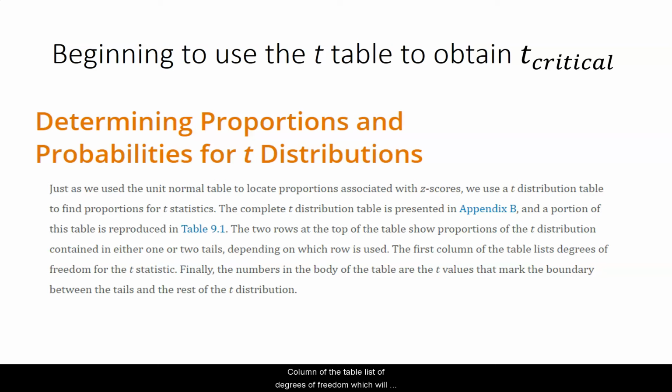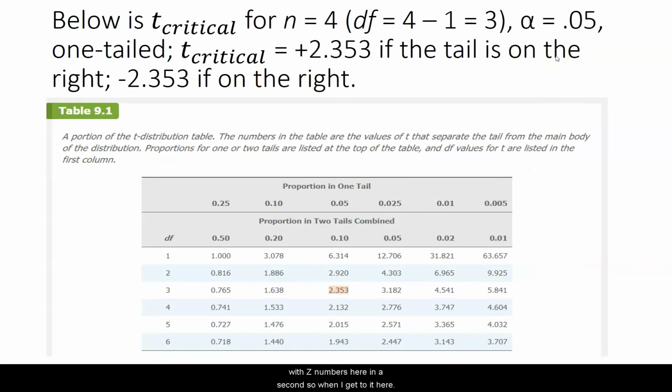The first column of the table lists the degrees of freedom, which is just n-1 for the problem. If I have 8 participants, degrees of freedom is 7. If I have 25 participants, degrees of freedom is 24. Finally, the numbers in the body of the table are the t values that mark the boundary, just as we had with z numbers. So when I get to it here, here we go.